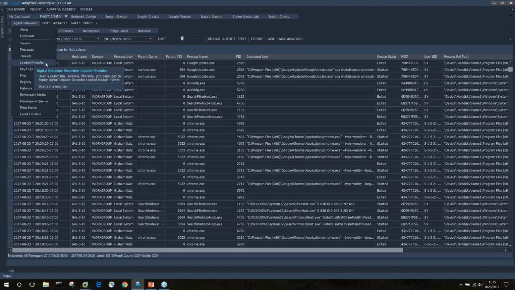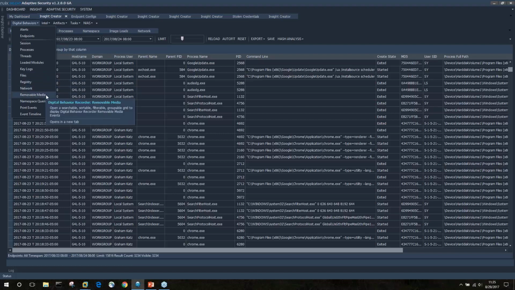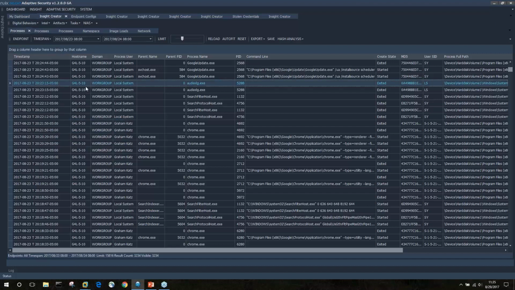Modules are all of the dynamic link libraries that are loaded by processes. We are also capturing key logs, file system writes, renames, and deletes, registry events, network connections, removable media usage, namespace queries, print events, and then all that information can be combined on this thing called the event timeline. What we're starting with here is looking for anomalous processes.